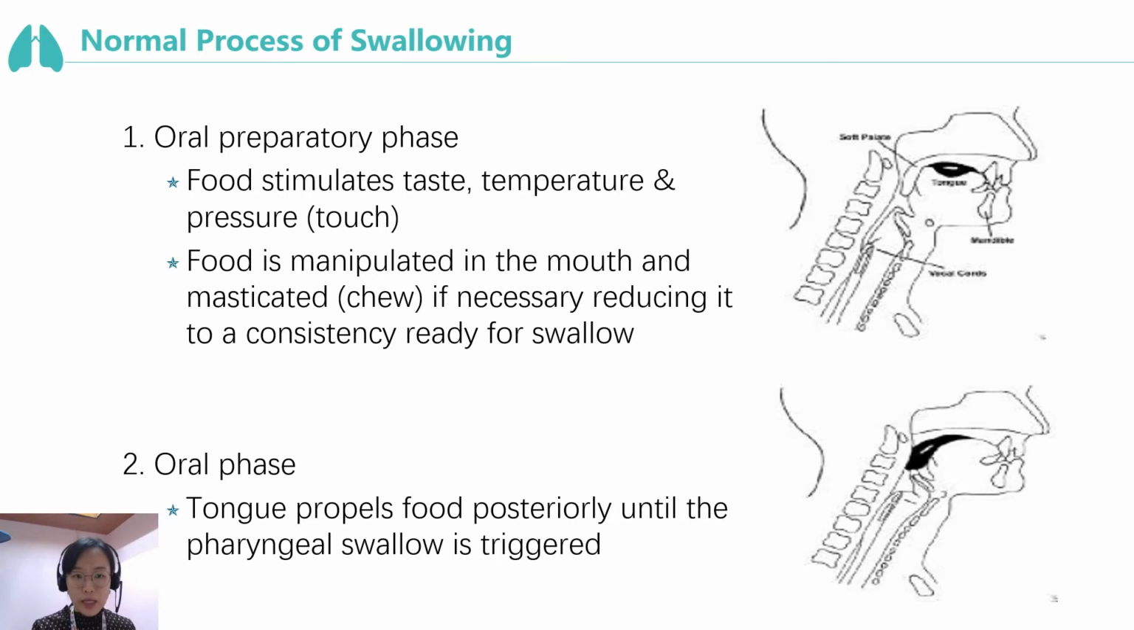If compared to phase 1, the bolus is still in the middle of the tongue. But in phase 2, the bolus is already propelled towards the back of the tongue. And at this moment, the velum raises up to close off the nasal airway so that the food doesn't get regurgitated back into the nose.